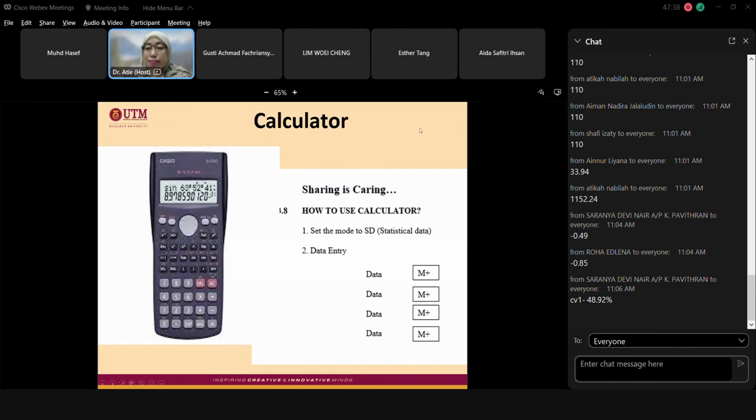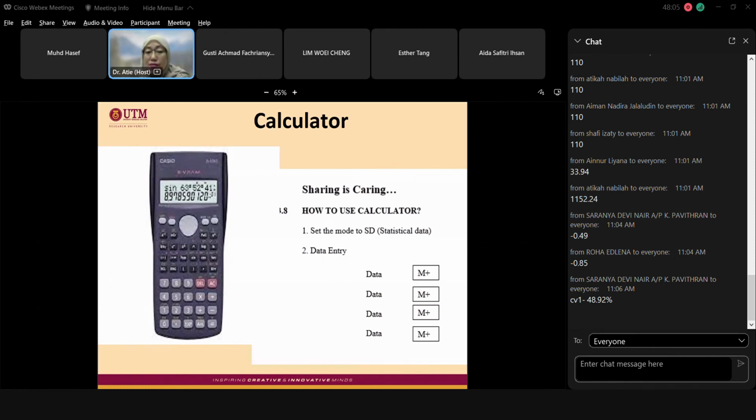Okay, so for those who don't have a calculator, maybe you can just listen first, all right? But those who already have a calculator, please take it out. Let's try how to do exercise number 1. But before that, please listen first. Let me explain how it works, all right?